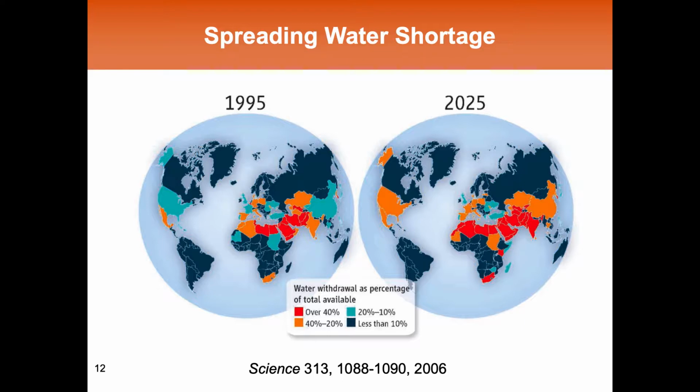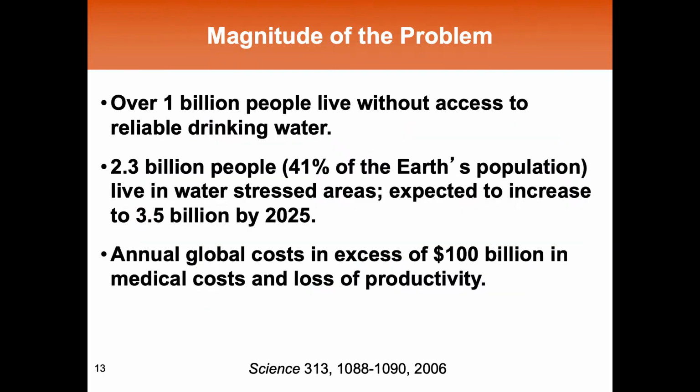We have a growing crisis around the world, and that is a lack of access to clean water, and it's growing more severe. This is showing water stress areas in 1995 and projected water stress areas in 2025. And what it's showing is that we're withdrawing water in many cases faster than it's able to be recharged in aquifers and wells and things like that. So we're gradually depleting the groundwater of fresh water.